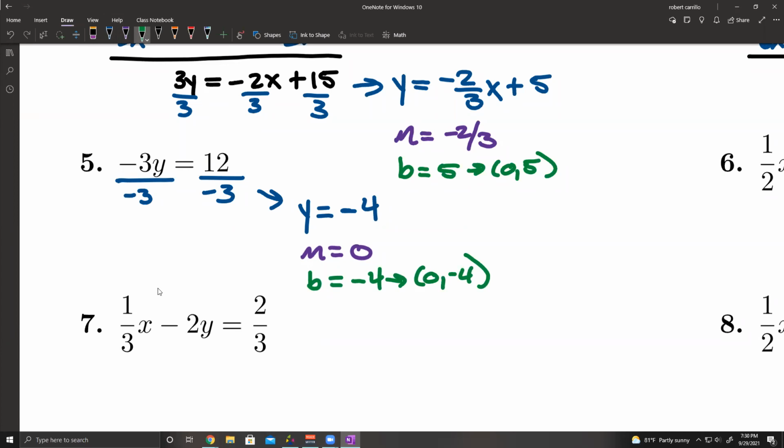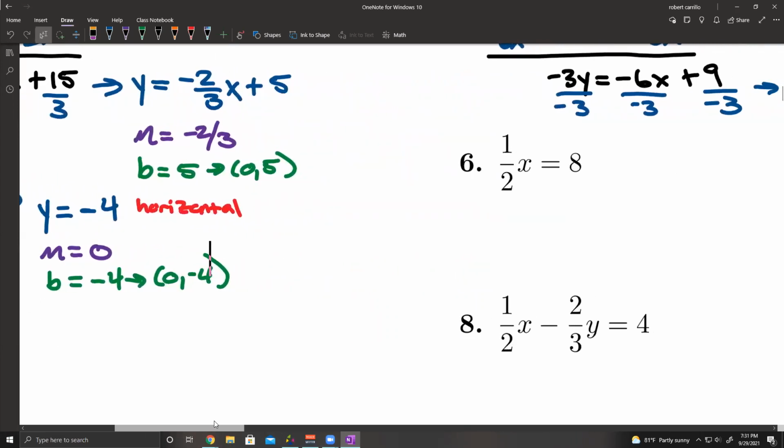And we saw this last time. y equals negative 4 is what type of line? Horizontal or vertical? Horizontal. Okay. Cool.